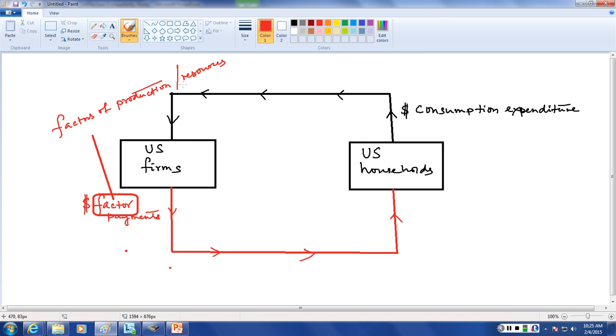Do you remember the 4 types? Come on. Yes. The 4 resources were land, labor, capital, and entrepreneurship. Is that correct? So these are our factors of production.